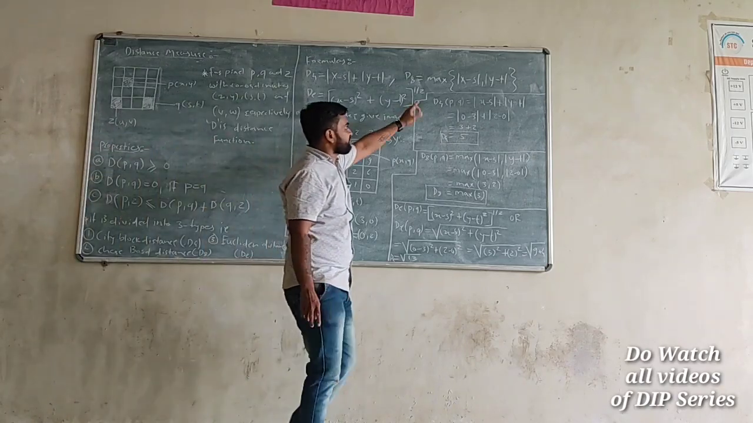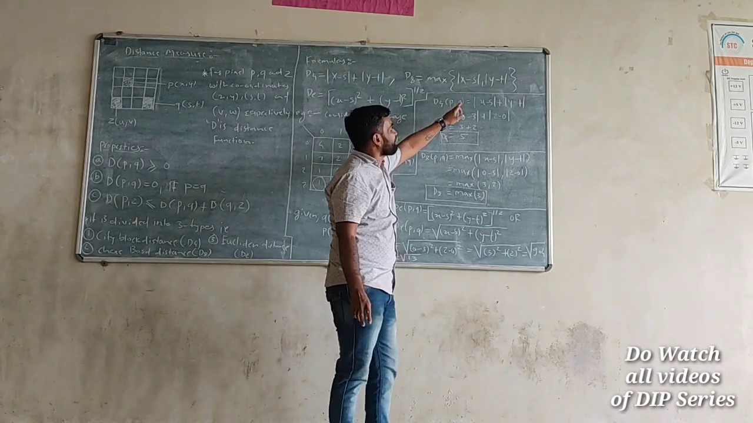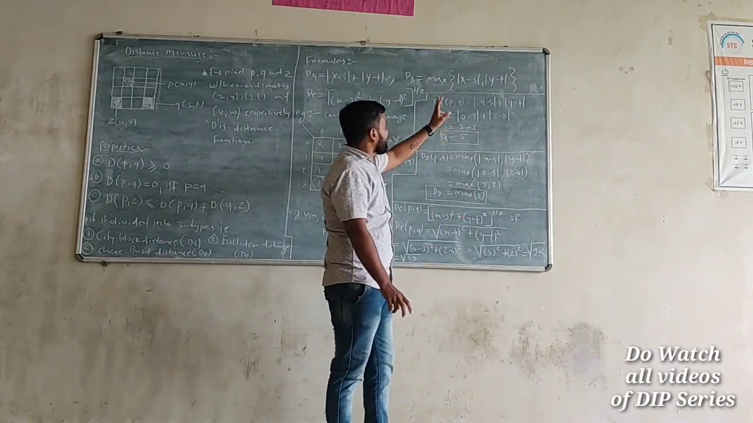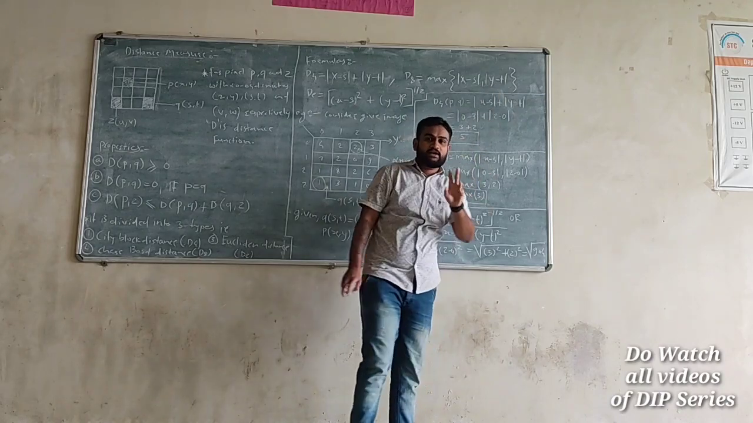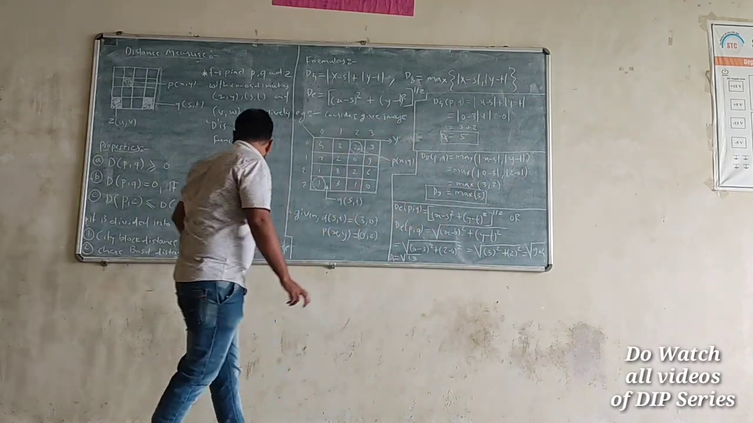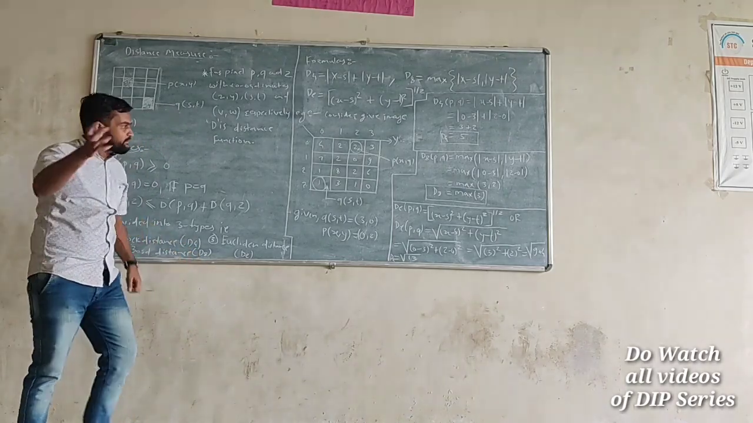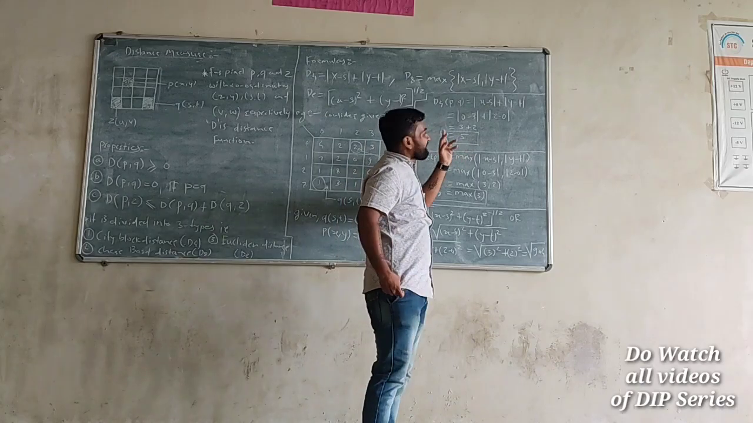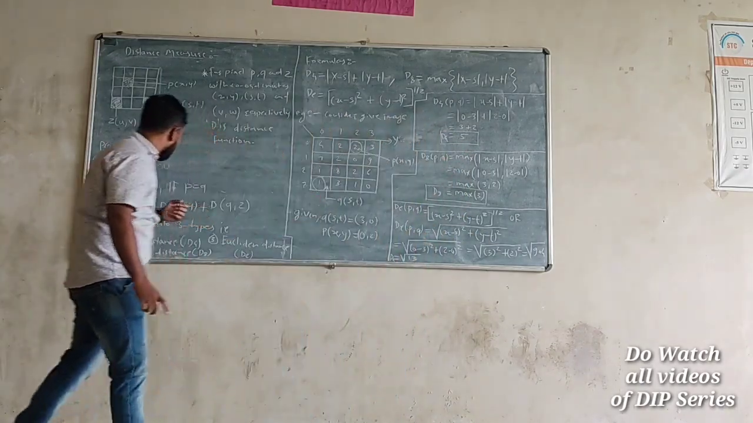Now, third, we have the chessboard distance. The formula for chessboard distance is max of mod of x minus s comma mod of y minus t. So the maximum value between mod of x minus s and mod of y minus t is ultimately going to be the chessboard distance, which is given by D8. So simply add the values of x, y, s and t. What is the value of x, y, s and t is what is given here.